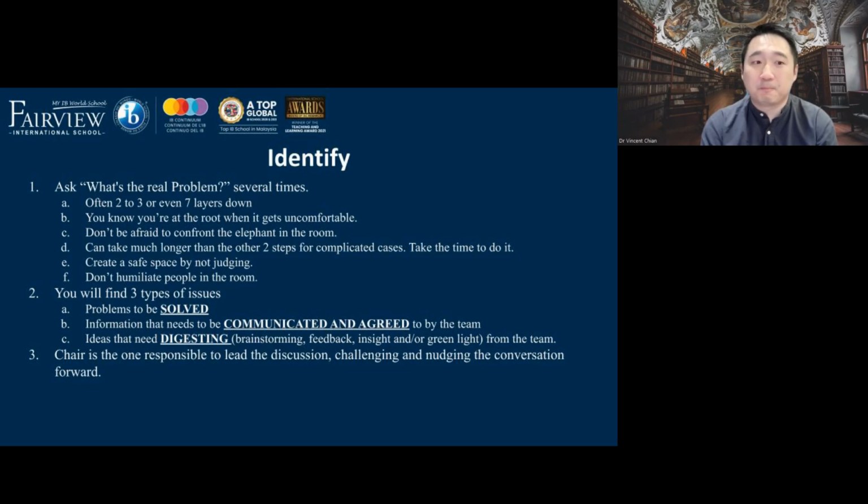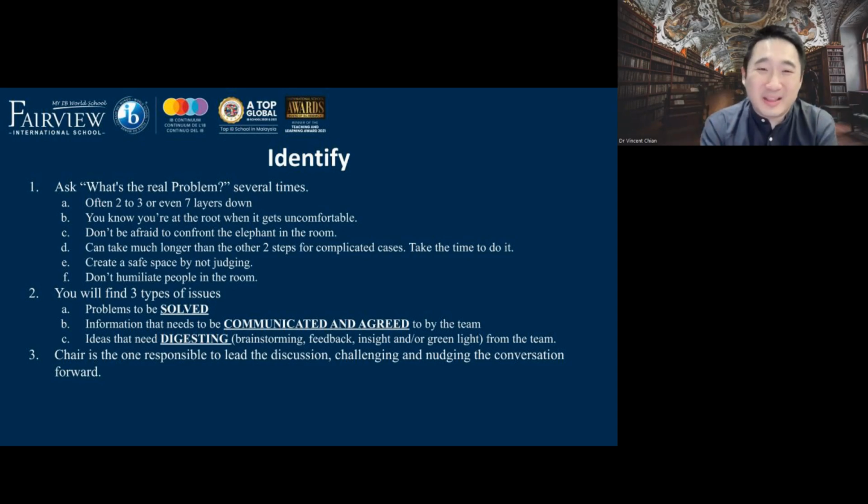Now, there's going to be 3 kinds of issues that you're going to pick up here. 1, are there issues that you need to solve? 2, are there issues that need to be communicated to or agreed by the team? So solve meaning, science department, we don't have enough test tubes. We need to solve this issue. Communicated and agreed. Hey guys, I have a new process and we all need to agree to this new process of science equipment acquisition.